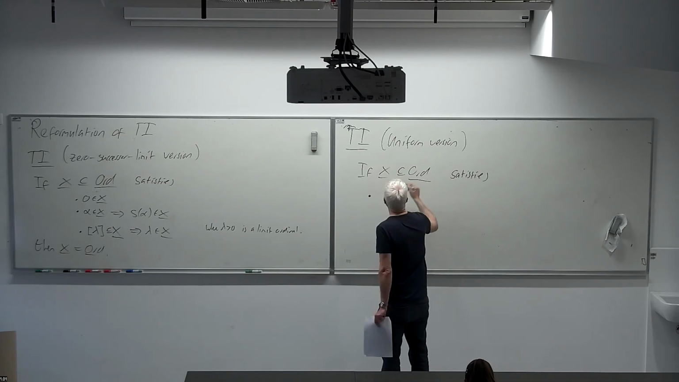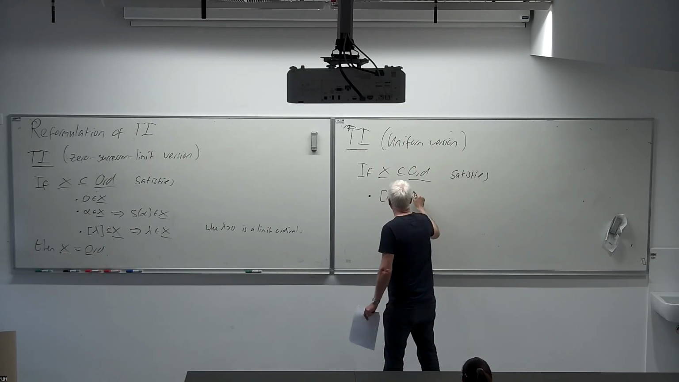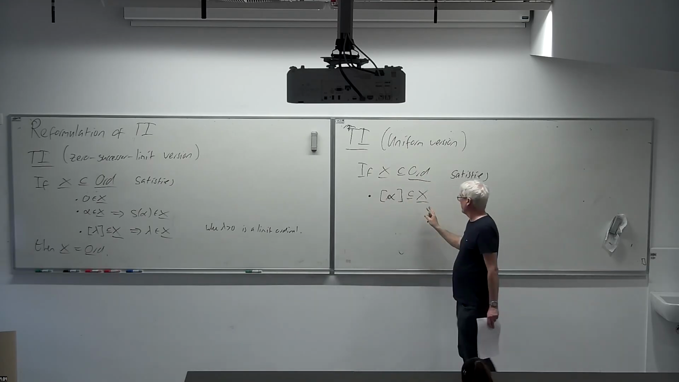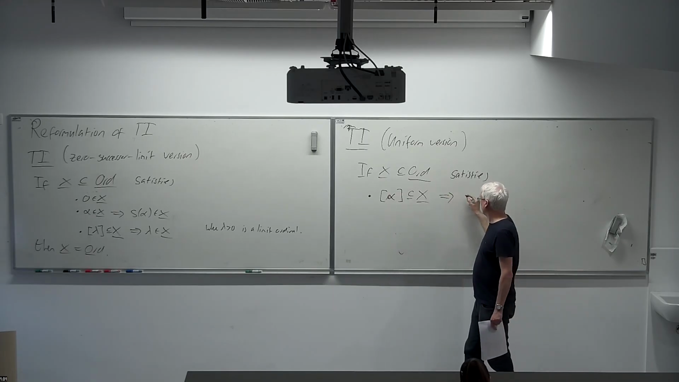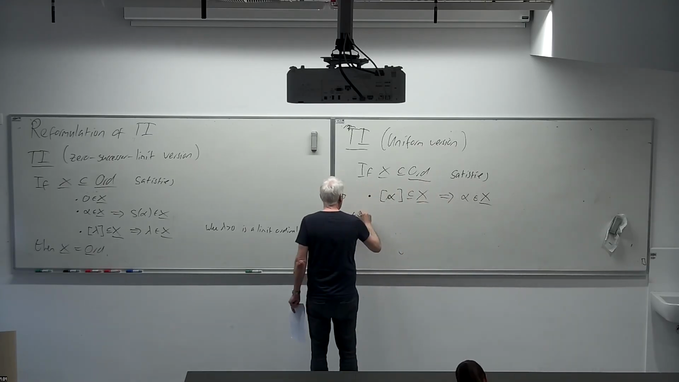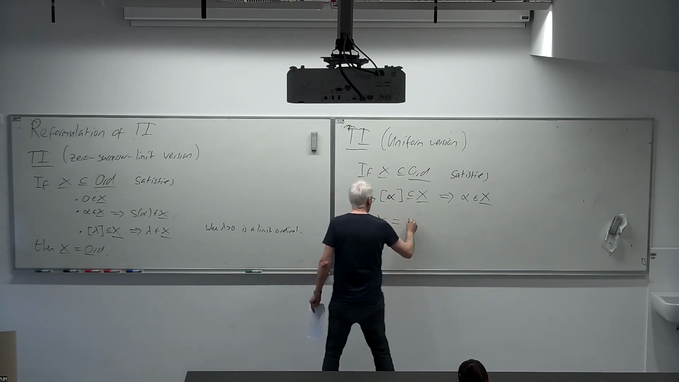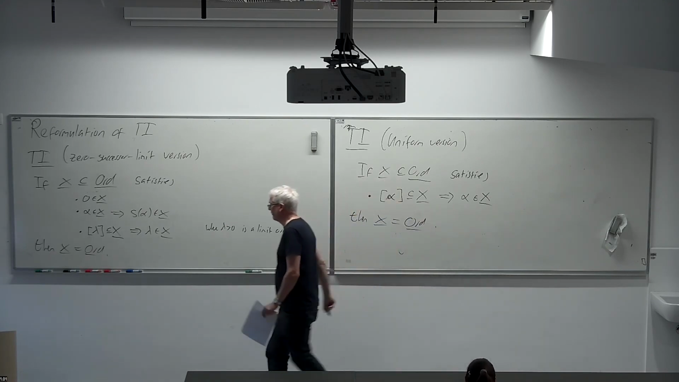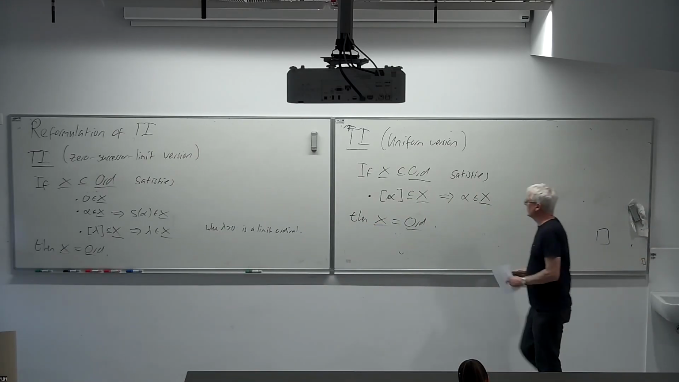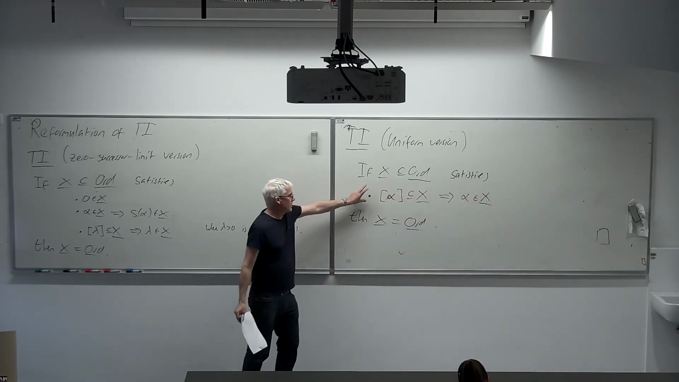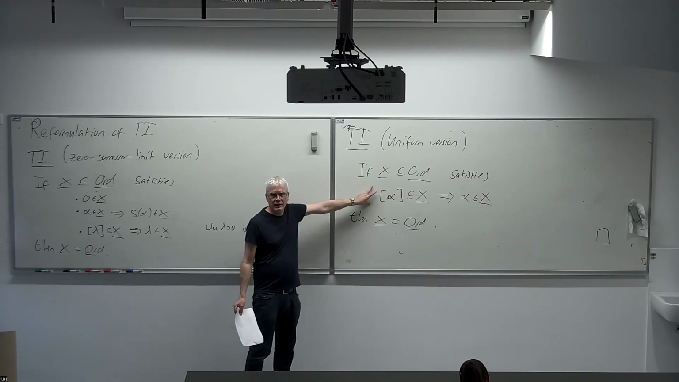So the uniform version is a very neat version, which is: whenever X holds for all ordinals strictly less than alpha, X holds for alpha. If that holds for all ordinals, then X is the whole class of ordinals. Okay. So this is rather nice because everything's dealt with nicely and uniformly by this one implication there. Okay, are there any questions about that?